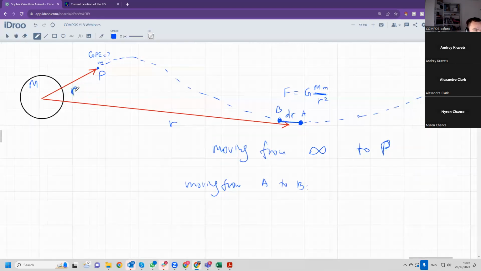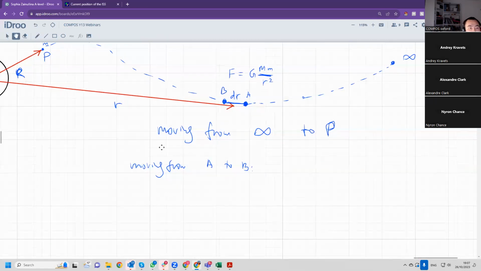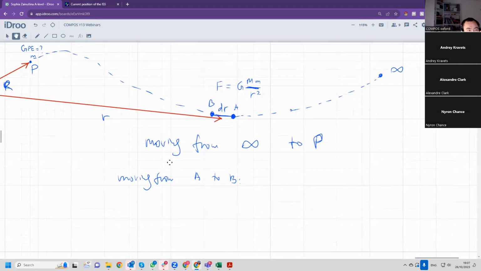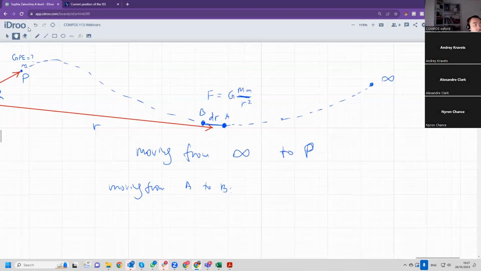Let's call this capital R, just in case. Yeah, so this is the force. Now you are pushing, because in order to move it with constant speed, you need to be holding it back, basically. The force is in this direction. If you want to move it at constant speed, you need to pull it back, otherwise it will accelerate. So the force is this way, and the movement is in the opposite direction.